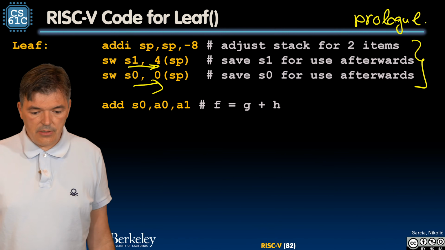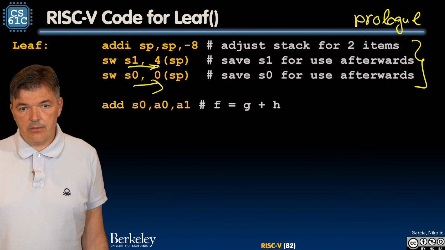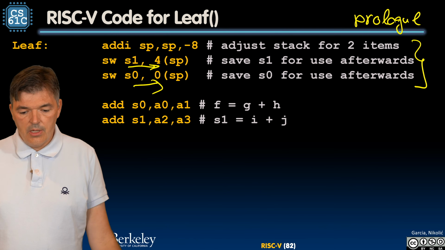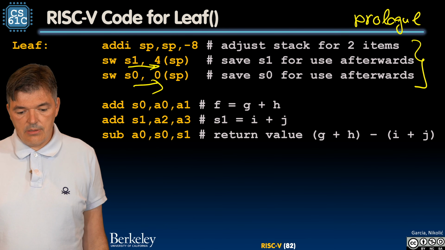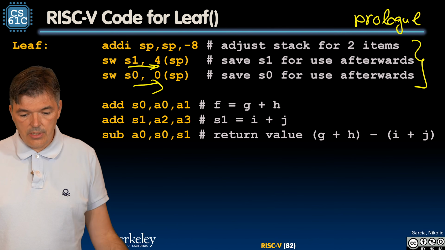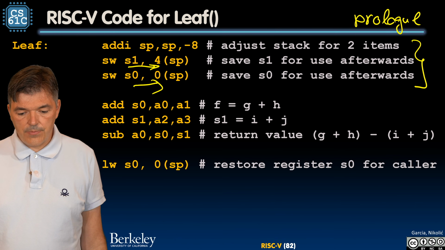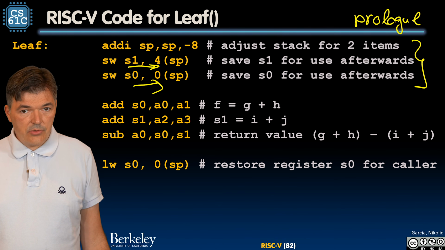And then we do our stuff. We are going to add the values. We'll add F and G, place it in S1. We'll add I and J, place it in, the first one goes in S0, the second one in S1, and finally we put the return value in A0. Then we are ready to return.